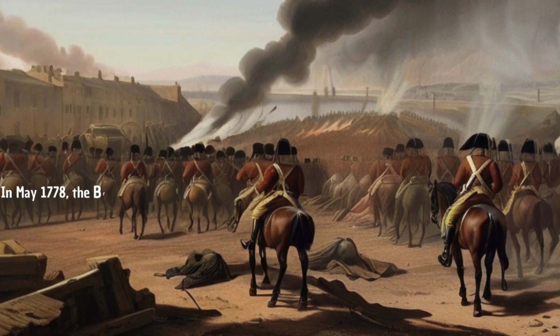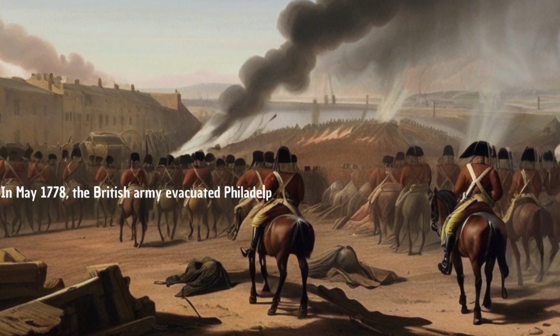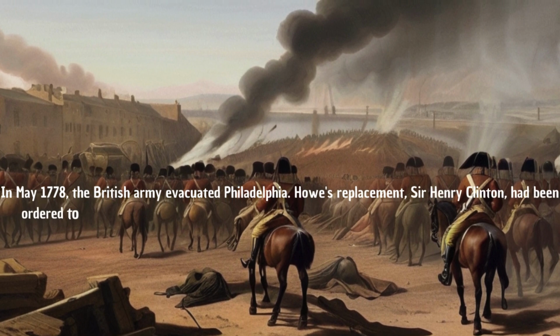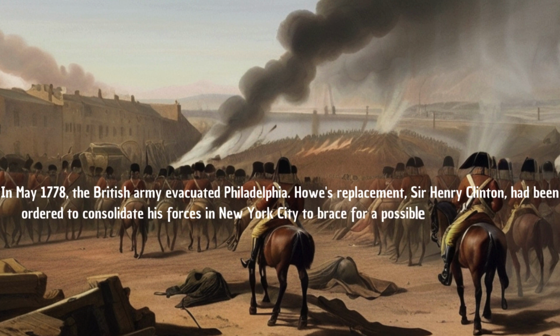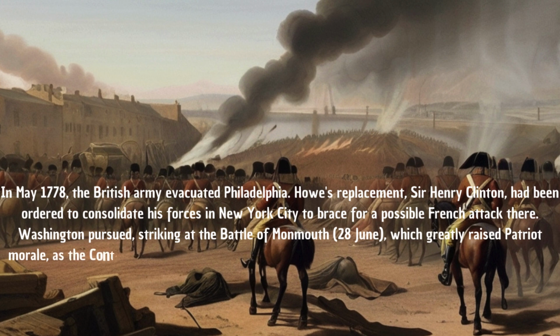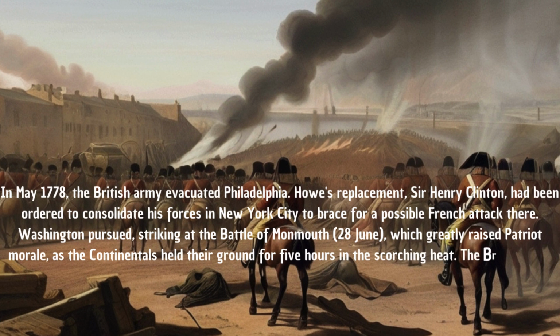In May 1778, the British Army evacuated Philadelphia. Howe's replacement, Sir Henry Clinton, had been ordered to consolidate his forces in New York City to brace for a possible French attack there. Washington pursued, striking at the Battle of Monmouth, June 28, which greatly raised Patriot morale, as the Continentals held their ground for 5 hours in the scorching heat.